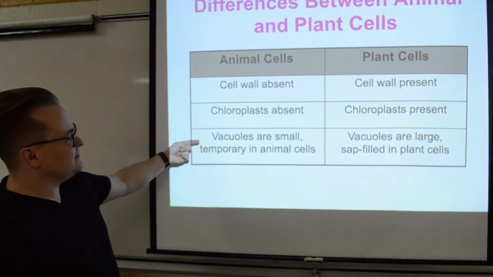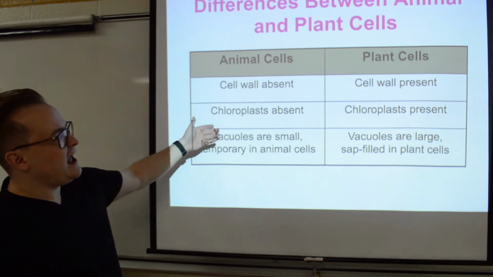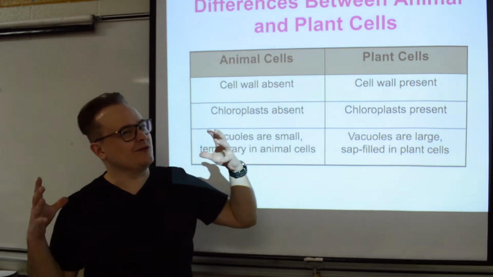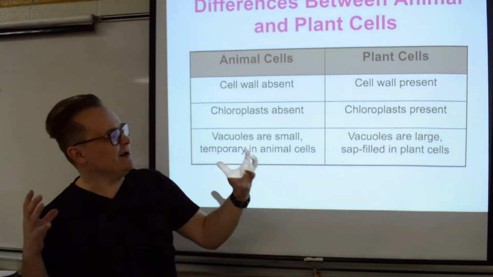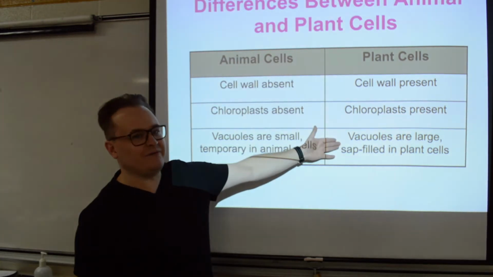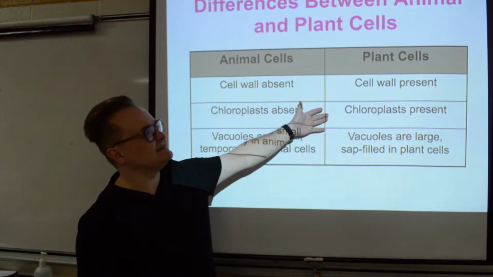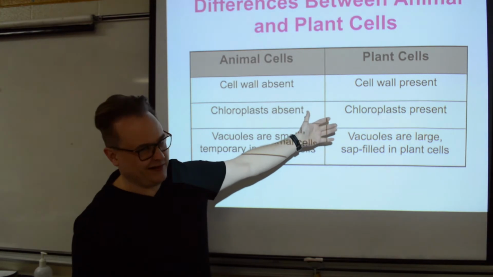In animal cells, the vacuoles are very small, and in plant cells, the vacuoles are what it's all about, right? The giant vacuoles. So remember, in a plant, giant vacuoles, plants have chloroplasts because they can't go get their own food like me with the apple.